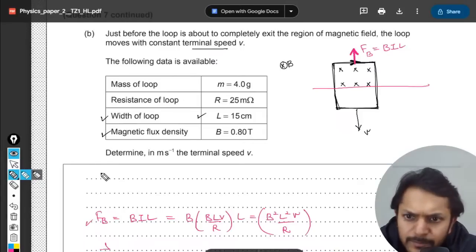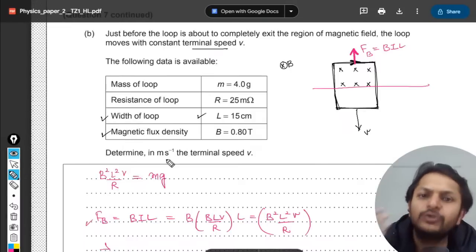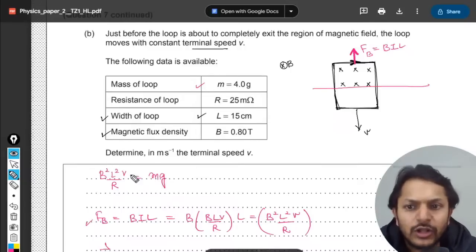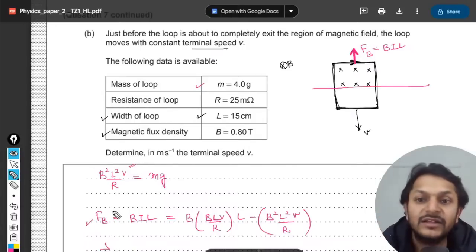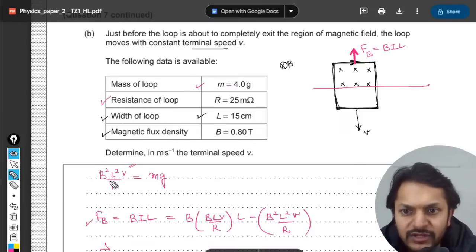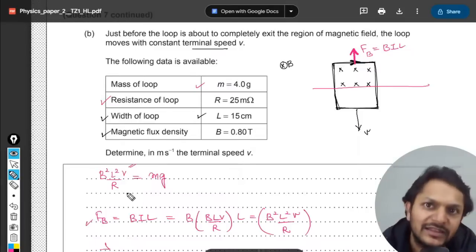B square L square V divided by R is equal to weight, which is m into g. So the mass is given, 4 grams. Accordingly, you will substitute all the values and you can find the value of V. This is one and the only method here. Don't think that there will be something else. The resistance of the loop is also given. B is given, L is given, V is not given, m is also given. So all the variables are given. Just plug in the values and get the answer.